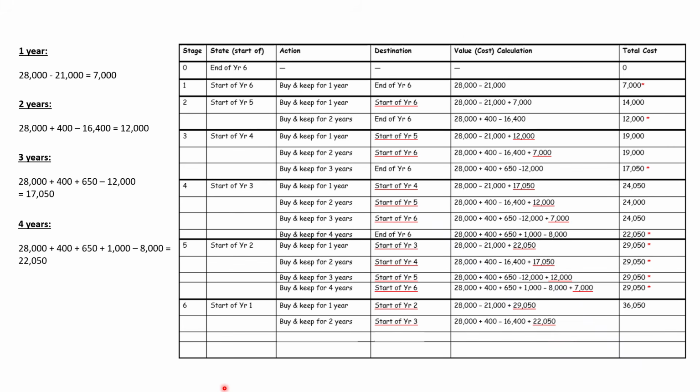So our minimum total cost is 33,950, and the optimal replacement schedule is to buy at the start of year 1 and then keep it for 4 years. That brings us to the start of year 5. At the start of year 5, the optimal schedule then is to buy and keep for 2 years. So this really simplifies those types of questions. It is a very different way to approach it than maybe you might instinctively think.